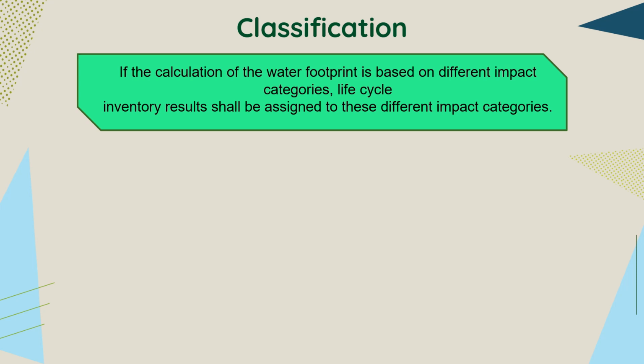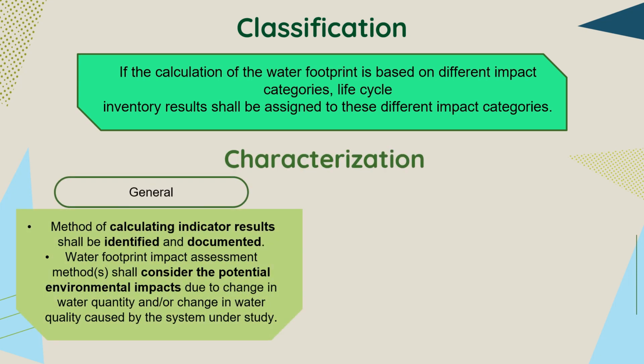For classification, if the calculation of the water footprint is based on different impact categories, life cycle inventory result should be assigned to these different impact categories, which is general. Method of calculating indicator result should be identified and documented. Water footprint impact assessment method should consider the potential environmental impact due to change in water quantity and or change in water quality caused by the system under the study.